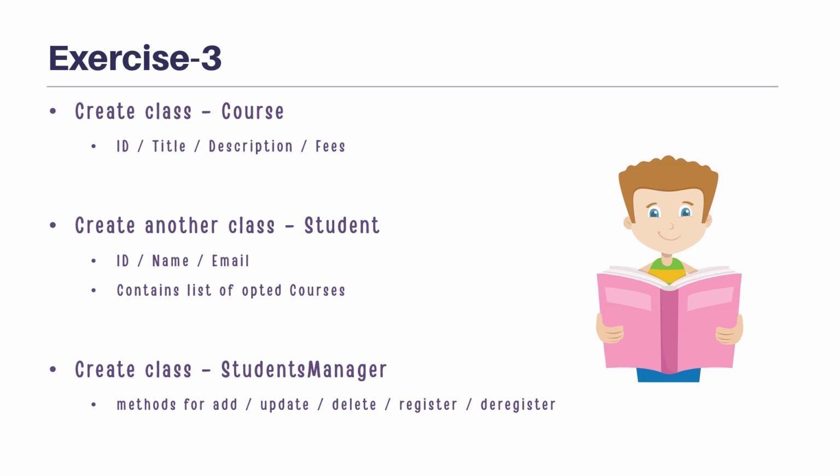In addition to these methods, add 2 extra methods, register and deregister. These methods should take the student ID as a parameter and the course that needs to be registered or deregistered for that particular student. If the register method is called, then the input parameter student ID should be used to identify the student, and for that particular student, a new course should be added in the list of courses. And when the deregister method is called, we should try to find the student with the given ID. If the student is found, then try to find the course with the given ID. If the course is also found, then remove the course from the list of courses for that particular student.